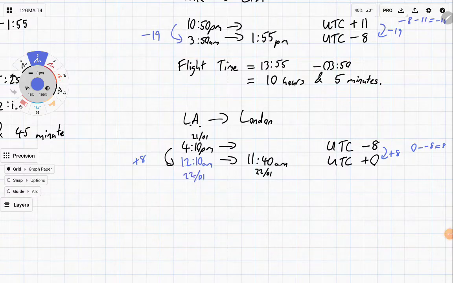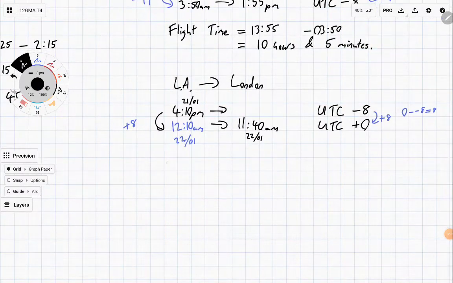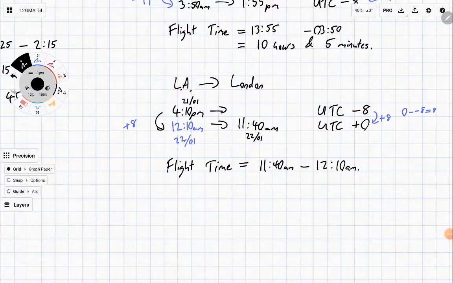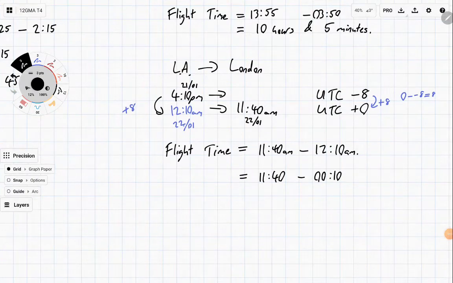Alrighty, so now we just need to do our time difference, and once again, the flight time is much easier to do in 24-hour time. So, 11:40 a.m. minus 12:10 a.m. Much easier to do if I do it as 11:40 minus 00:10, because that's what midnight is in 24-hour time. So it's just subtract 10 minutes, so we get 11 hours and 30 minutes.